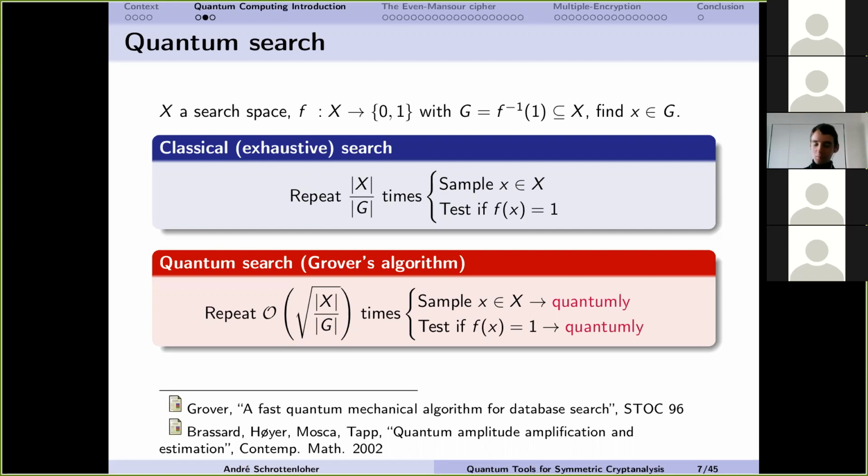So you can see why this is immediately applicable to the exhaustive search of the key, because sampling a key at random is very easy. And testing if a key is the right one means simply you're going to try to encrypt the few plaintext you have and see if they match the corresponding ciphertext that you have. And so this is immediately applicable. This is why we can use quantum search to speed up the exhaustive key search.